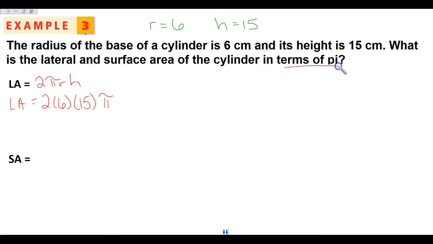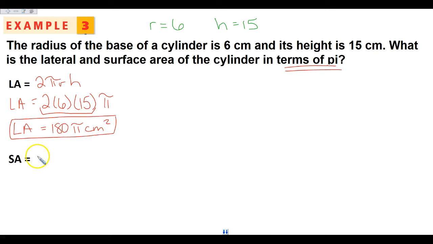We want this in terms of pi, which means we do not put pi in our calculator. We only put this piece in our calculator. So 2 times 6 times 15 is going to give me 180. So this is 180 pi centimeters squared.